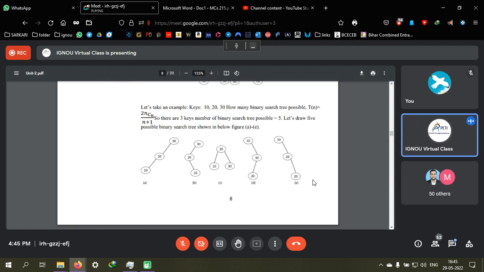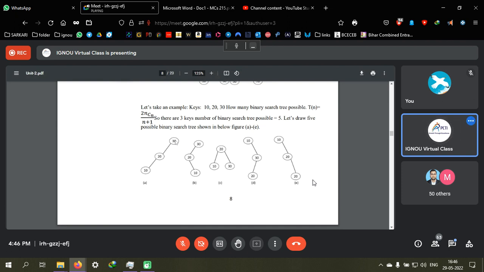We have to place them. So how many binary search trees are possible with these keys? So this is a formula. You have to compute using this formula and you will get the answer. So here is the root. I took a root value 30 here.